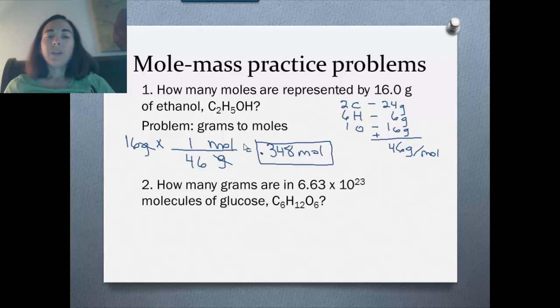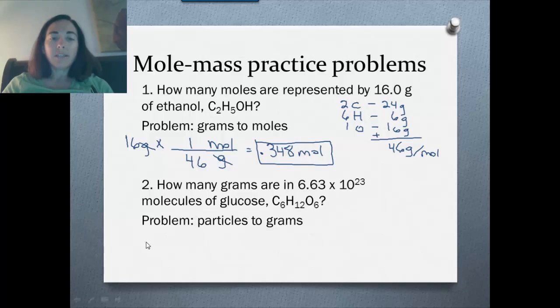This time we are given molecules of glucose, and we need to figure out how many grams there are in the 6.63 times 10 to the 23rd molecules. So this conversion has some of those particles in it like we were looking at last time. What we're going to have to do here is convert particles to grams. Now for that to happen, we've got to use the mole. So I think this is going to be a 2-step conversion.